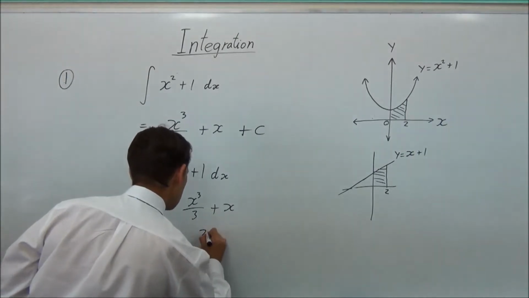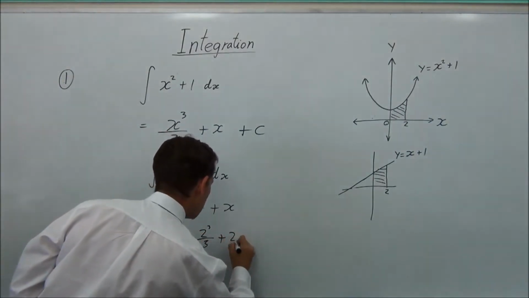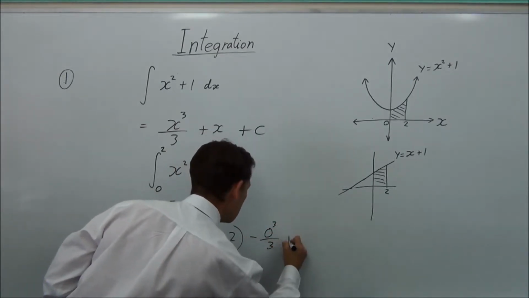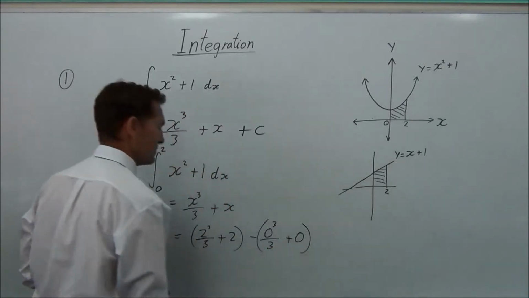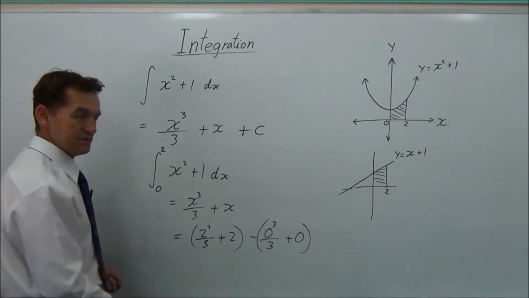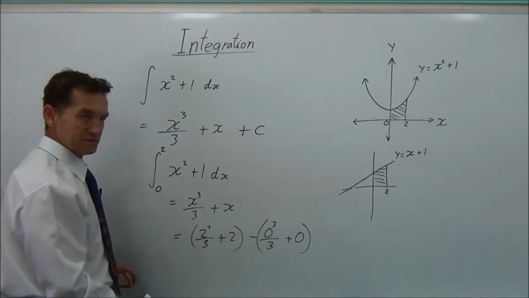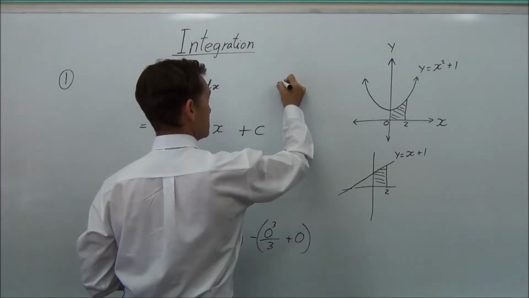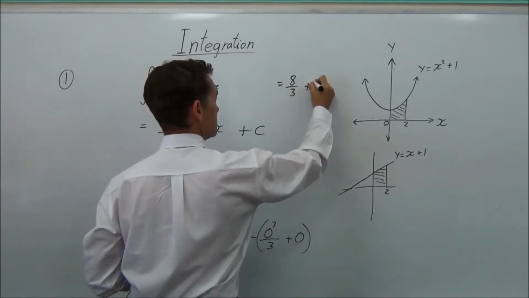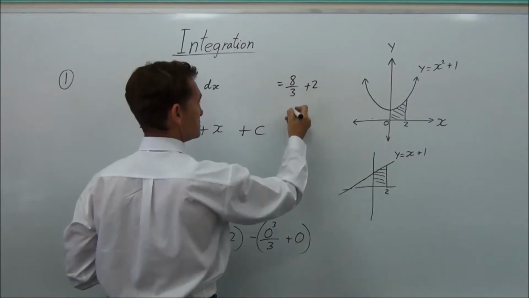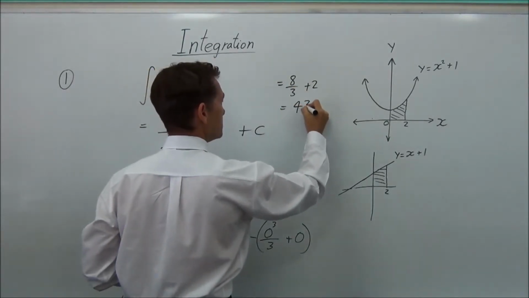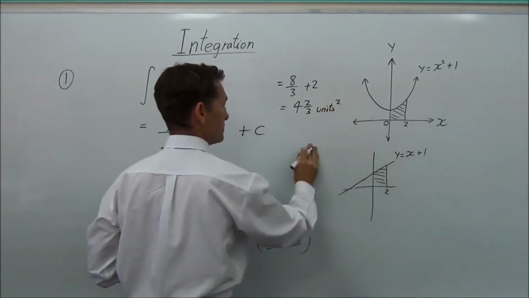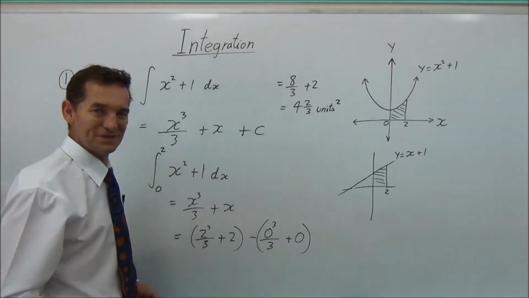So it's going to equal 2 cubed over 3 plus 2 minus 0 cubed over 3 plus 0. So in this case, that whole thing is 0, and this is your answer, 8 over 3 plus 2. So that would be your answer. Well, if we write that just up there, 8 over 3 plus 2, well, 8 over 3 is 2 2/3, so that's going to equal 4 2/3 units squared. Okay, and you're done.